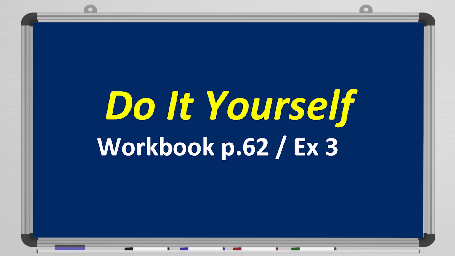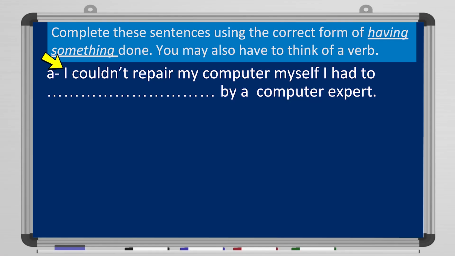Now, we're going to do a workbook exercise. This exercise is on page 62. It's exercise 3. I advise you to listen to my instructions, pause the video, attempt to do the exercise yourself, and then come back to check the answers. This is what you have to do. Complete these sentences using the correct form of having something done. Having something done is basically the causative. You may also have to think of a verb. So the verb may not be there for you, so you have to come up with one. Pause the video and then come back to check your answers.